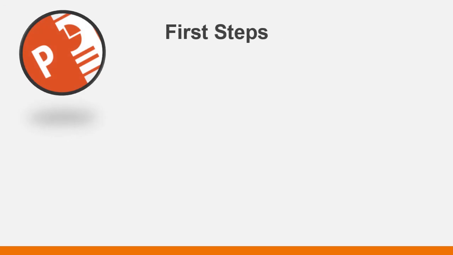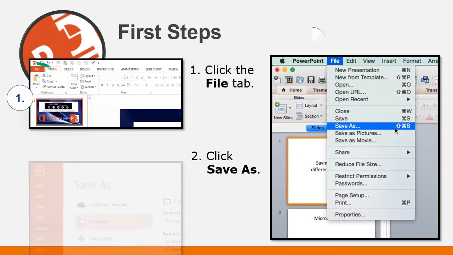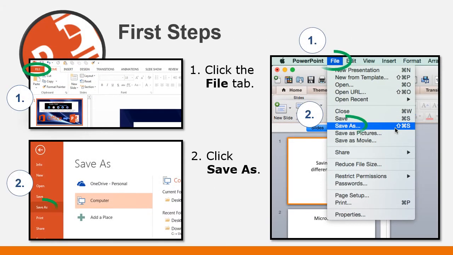To save your PowerPoint presentation in a different format, follow these steps. First, click the File tab. Then, click Save As. A screenshot of the PC version of PowerPoint is displayed on the left, and the Mac version is on the right.